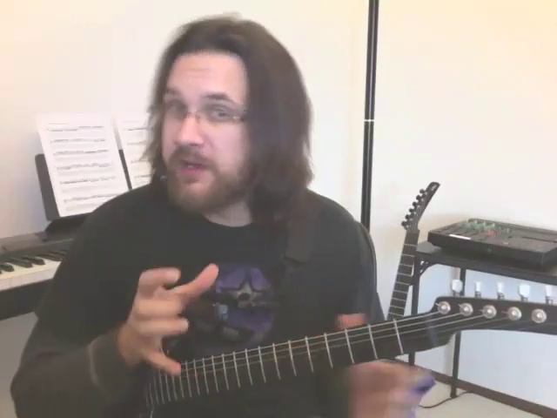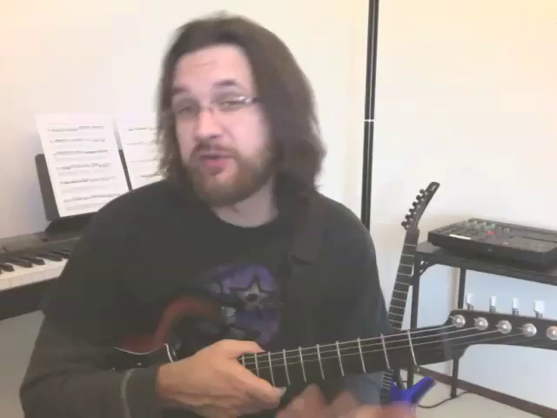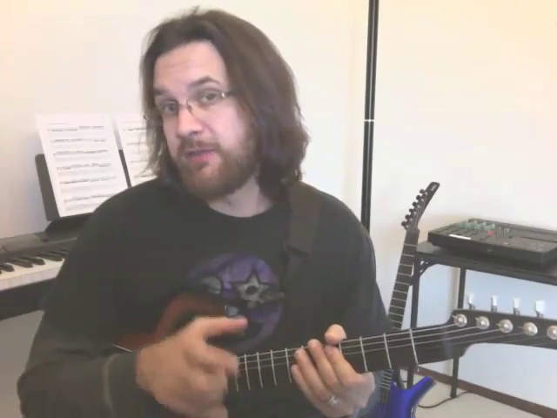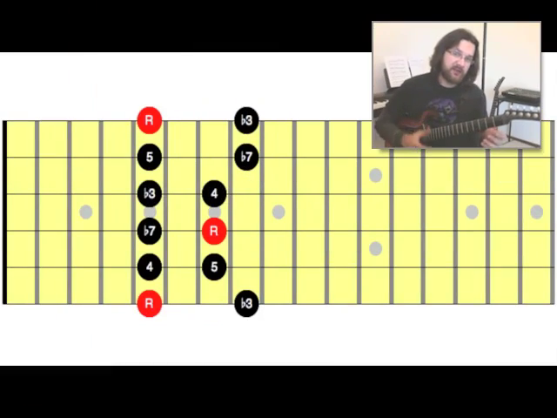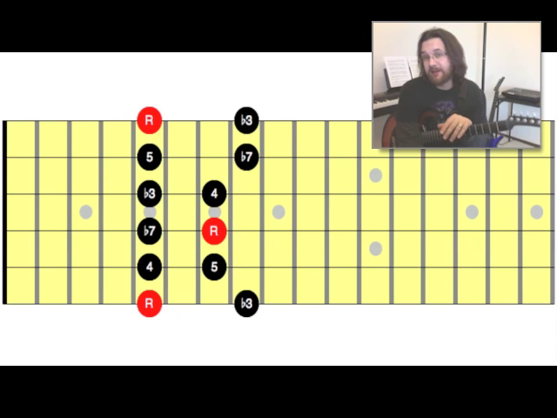Let's move on to the next of these 3 commonly used minor modes, which is the Phrygian mode. Again, the Phrygian mode is made of 5 notes that are part of the minor pentatonic system, and we're going to add some kind of 2nd and some kind of 6th. In this case, for the Phrygian, we're going to add to the minor pentatonic a minor 2nd and a minor 6th. We're going to use the same position for the minor pentatonic that we previously used for the Dorian mode.